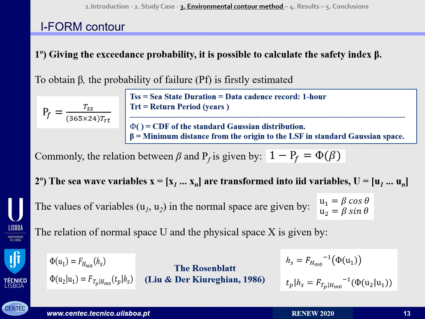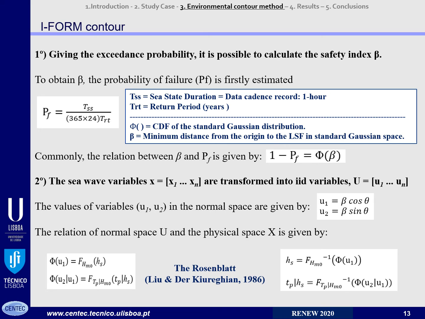So firstly, we have to estimate the probability of failure using this equation. There is a relation with the sea state duration. Remember, the data cadence is 1 hour and the return period is in years. And then we can establish the relation between the safety index and the probability of failure using this equation, which consists of the cumulative density function of the safety index estimated previously.